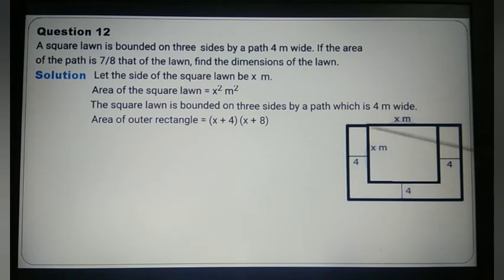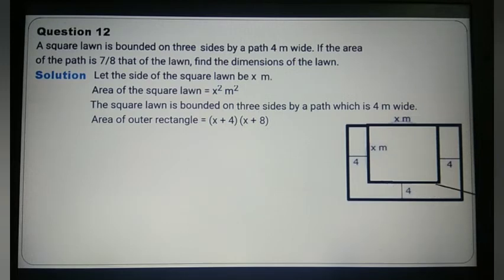Okay, so from here to here is x, and from here to here is 4, right? So it will be x plus 4 for this part. Okay, so the area of this will be x plus 4 into this part. So let's see what this part is.